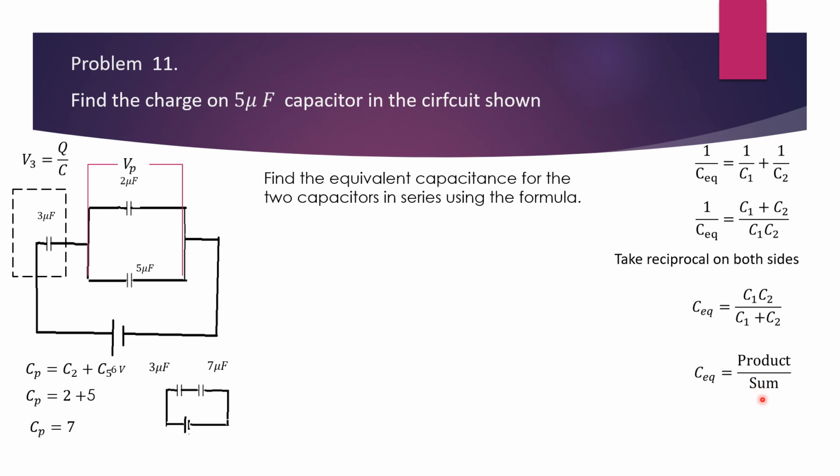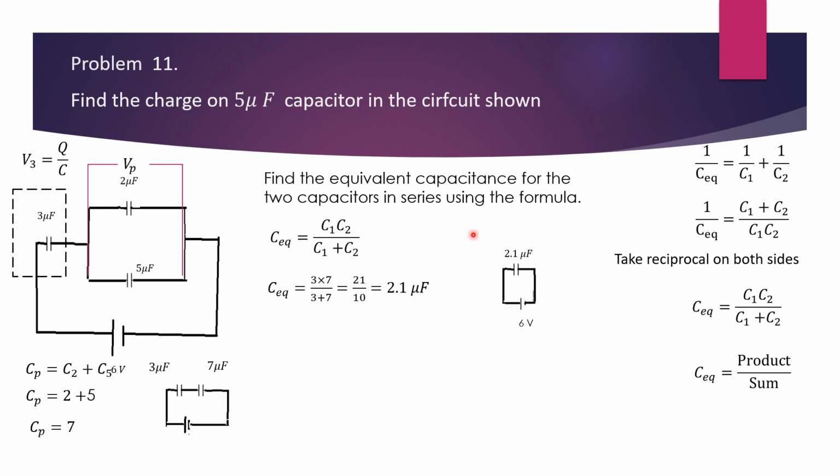This is a very handy formula, particularly once you are solving the MCQs or you are doing some aptitude tests. You do not have to show all these steps in there. You have to solve it quickly, and the product over sum formula solves it very quickly. So we are using this formula here, and the values given are 3 and 7. So 3 into 7 divided by 3 plus 7 results in 21 over 10, which is equal to 2.1 microfarad.